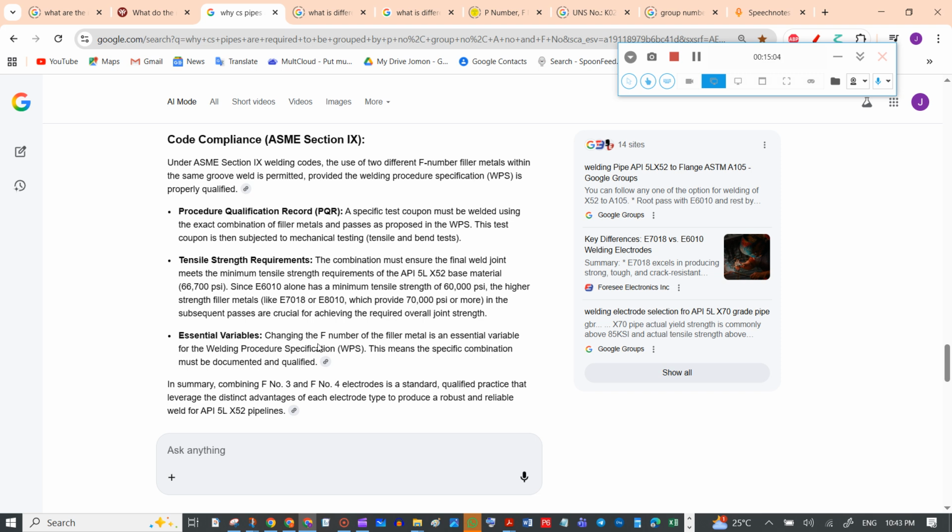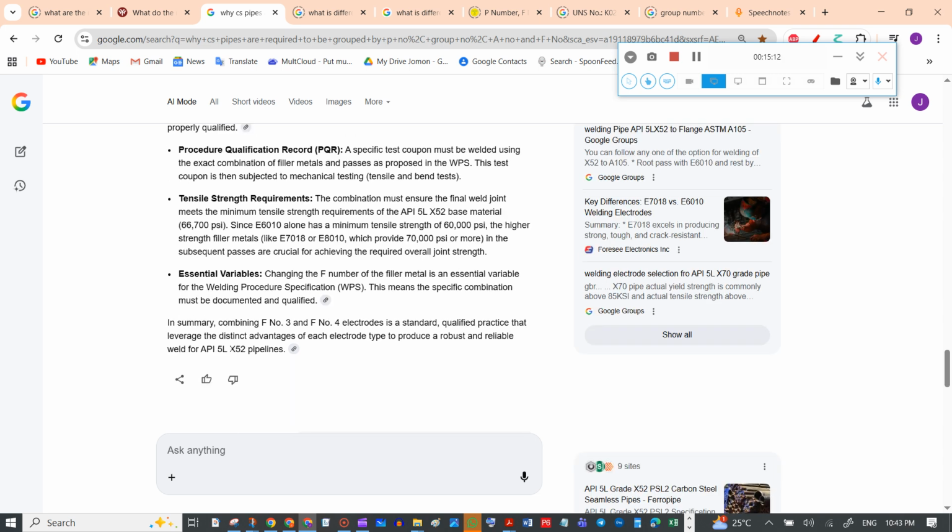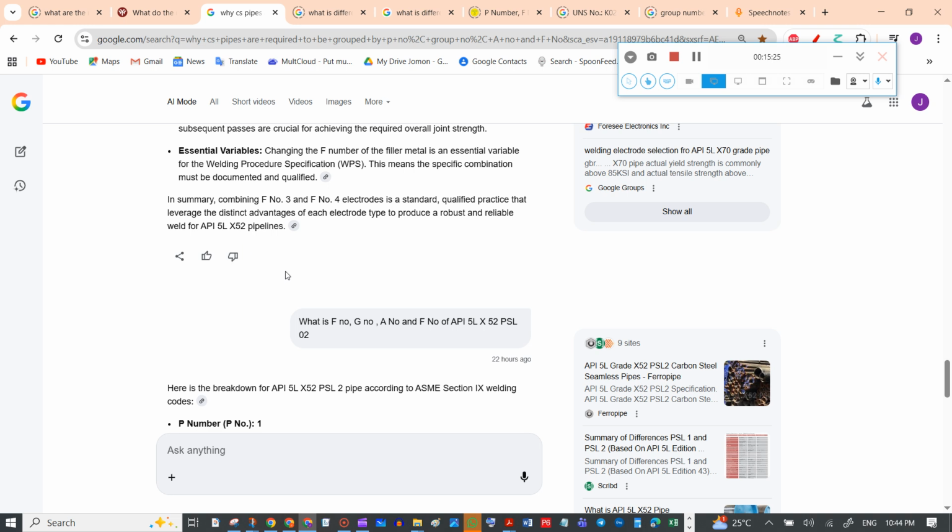Essential variable: changing the F number of the filler material is an essential variable for the welding procedure. It means that a specific combination must be documented and qualified. In summary, combining F number 3 and F number 4 electrodes is a standard qualified procedure that leverages the distinct advantages of each electrode to produce a robust and reliable weld for API 5L X52.